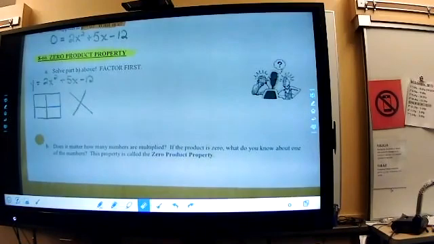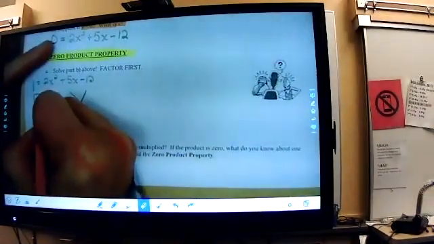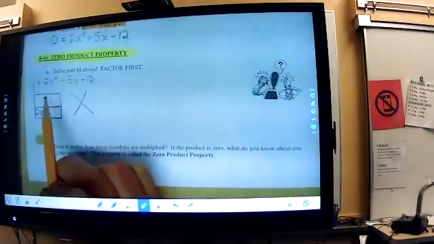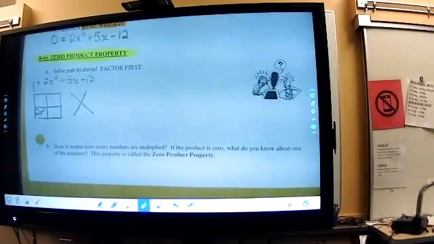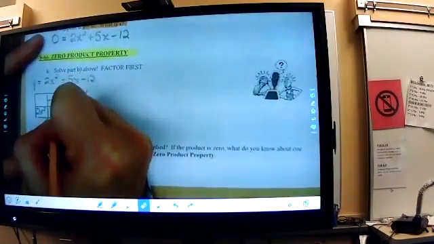Okay, when I build my box, what goes bottom left? The square. The square, yeah. I got 2 purple pieces, so I have to say I got 2x squared here. What goes top right? Negative 12, the unit. Yeah, units, okay?